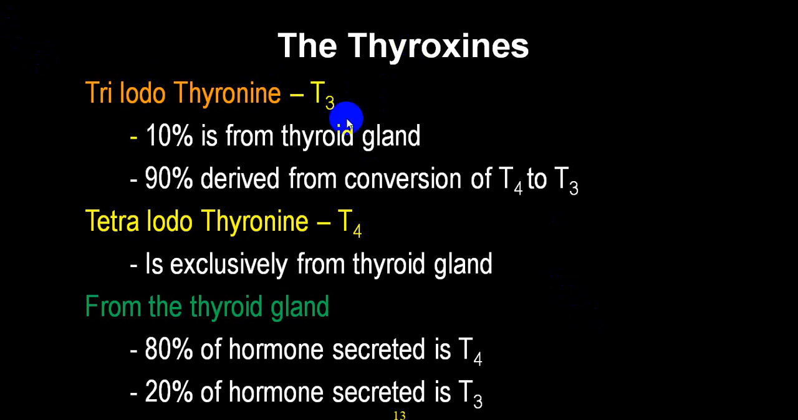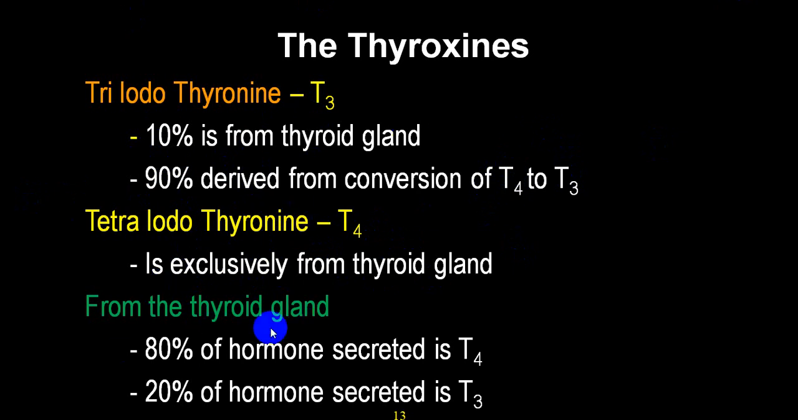Triiodothyronine, that is T3, is only 10% from the thyroid gland, while 90% is T4. That T4 will be converted into T3, so 90% of T3 is derived from T4 by conversion. T4 is exclusively from the thyroid gland. You don't get any other area where there is formation of T4.